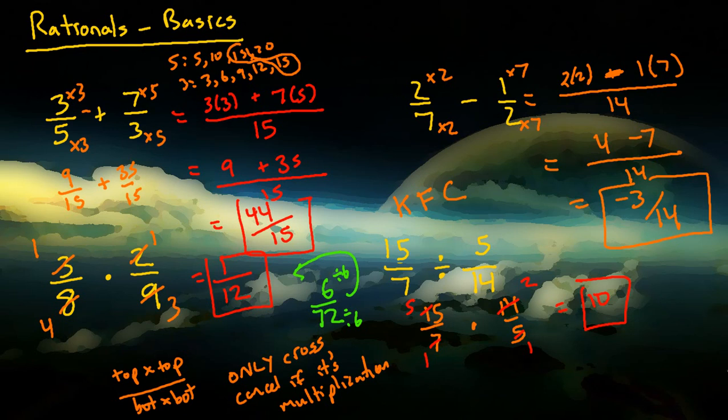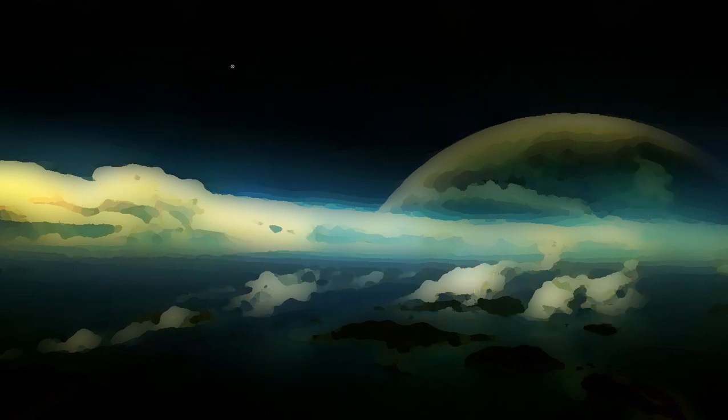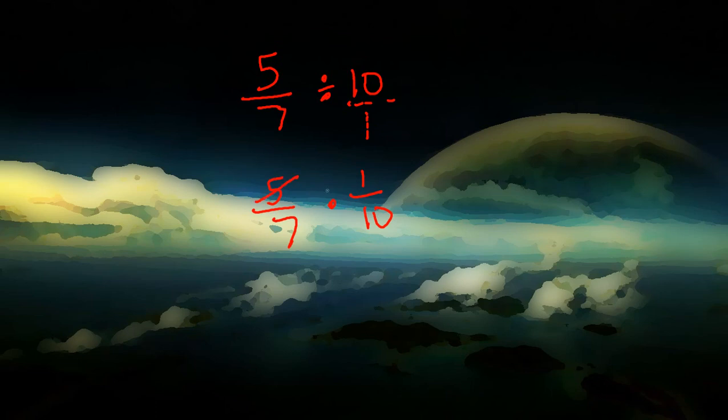Okay, so I'm going to really quick do a what if scenario. So what if I'm doing a multiplication or division. Let's say I had 5 sevenths divided by 10. Okay, so now I need to KFC. I need to remember that this 10 is technically over 1. So that would be 5/7, and I'm going to flip that. So that'd be 1/10. And now I can cross cancel 1/2. And I have 1/14 as my answer.